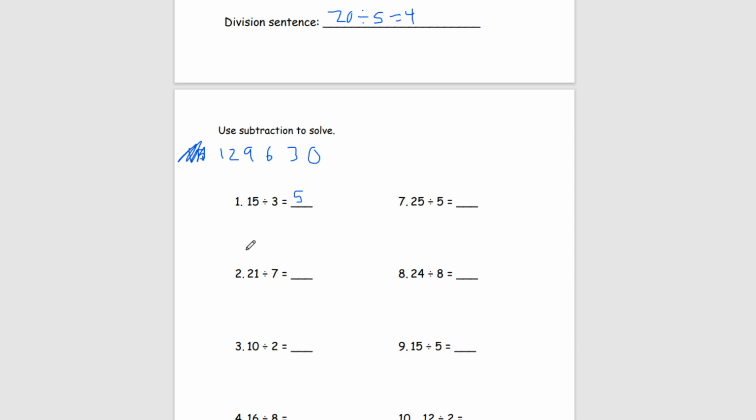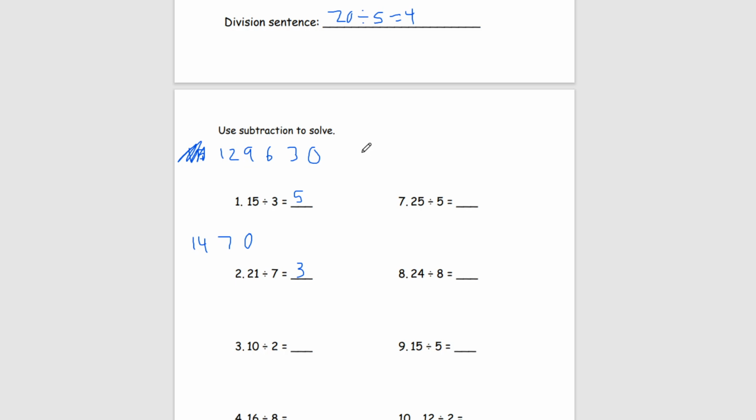Same thing for number 2. We have 21 divided by 7. We're going to subtract. So 21 minus 7 is going to be 14. Then minus 7 is 7, and then minus 7 again is 0. That tells us that there's 3 of them, so that tells us that number 2 is 3. But as you see, this method takes forever to do, so I recommend that you just memorize your times tables.